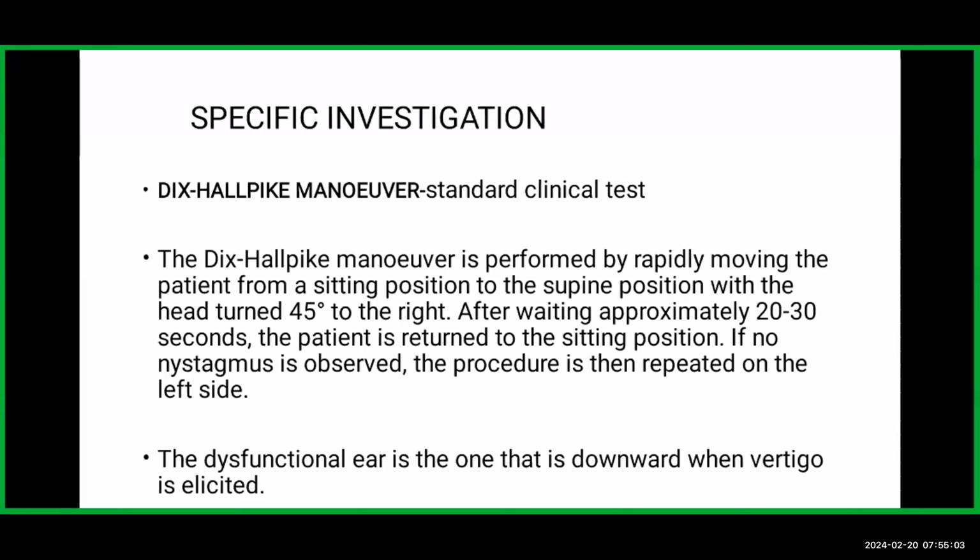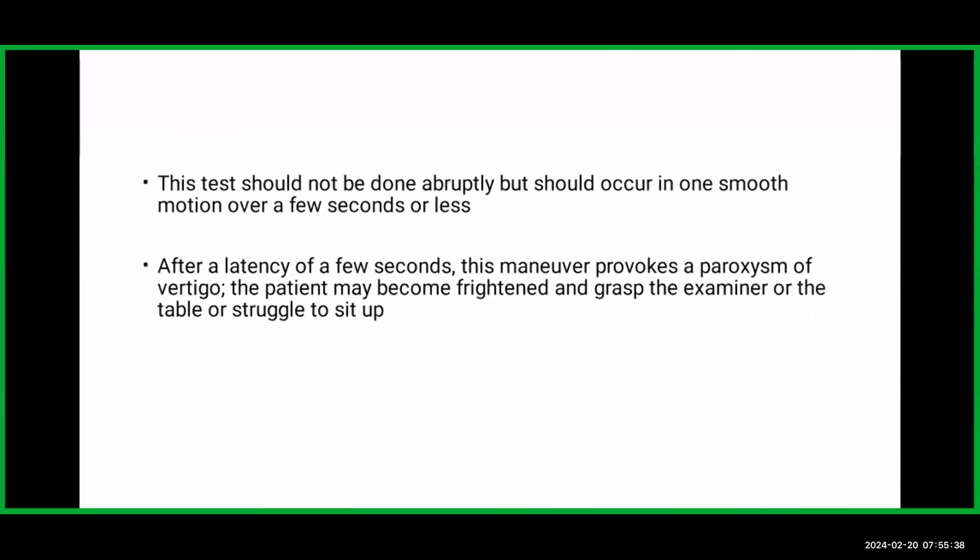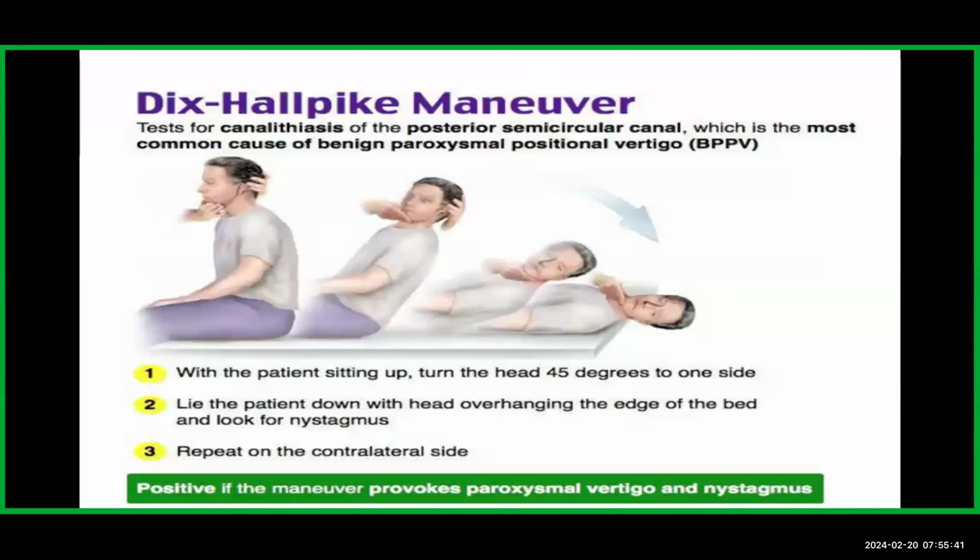And the test should be done with the patient lying down, with the head overhanging the edge of the bed. One should look for nystagmus. Apart from that, the test should also be repeated on the contralateral side if nystagmus is absent on the first side that was tested. So there's an image there demonstrating how this Dix-Hallpike maneuver could be done.